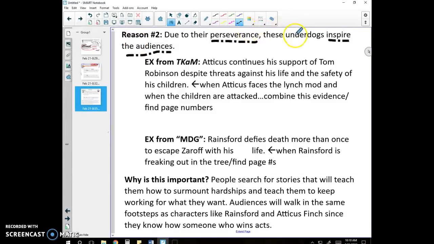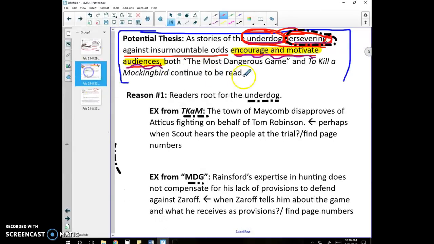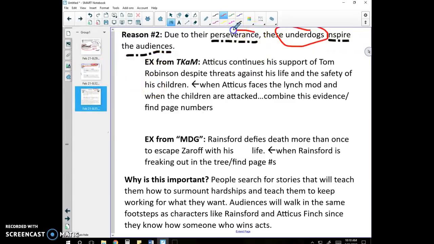Instead, first I have to clarify there are underdogs. So that's what my previous paragraph is. Then I need to show why those underdogs are important. Well, because they persevere. Again, what's my evidence from To Kill a Mockingbird? Well, I jotted down his perseverance. Oh, there are threats against Atticus and his own children. So that's one thing that I could use.